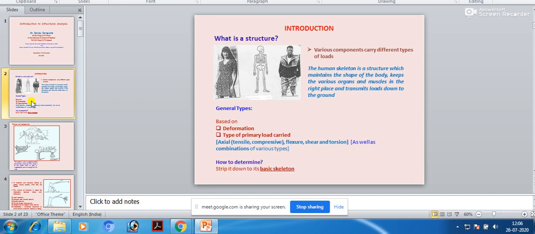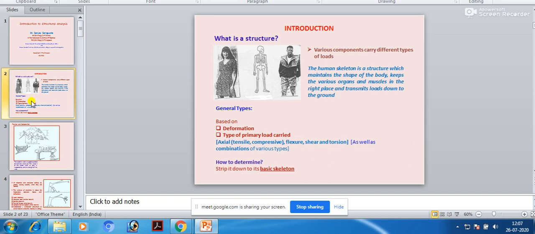So if you understand what a structure is, whenever you are asked this question, you must say a structure is something which carries different types of loads, and when it carries different types of loads, it deforms, and this deformation should be within a permissible limit. You cannot go beyond that permissible limit. If you exceed that permissible limit, what will happen? You are going to disturb your structure, or your structural form.